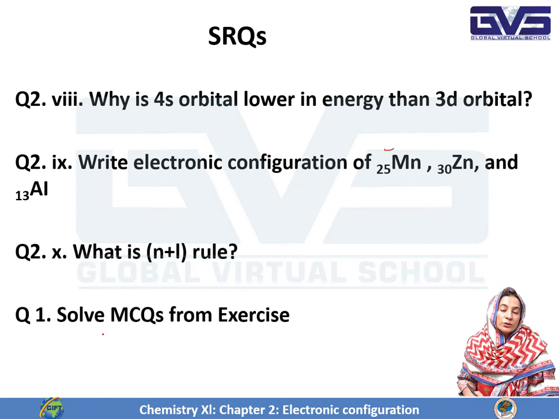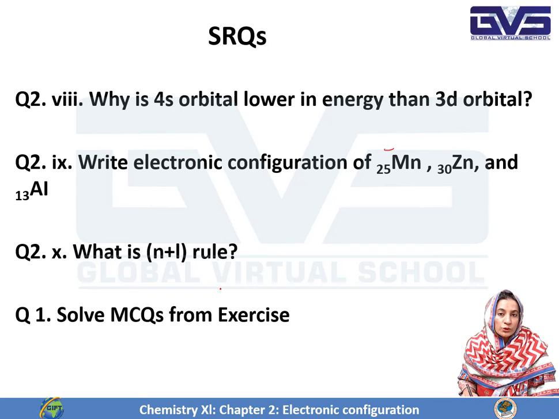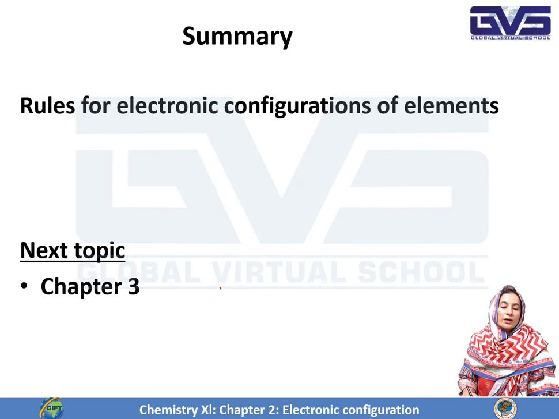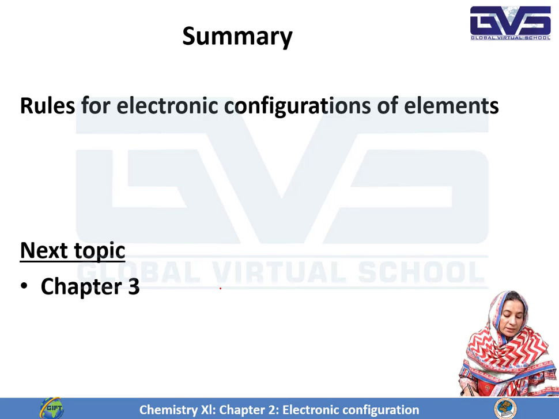Hopefully students, we have achieved all the objectives from this chapter, and after completing all the lectures you will be able to solve the multiple choice questions from the exercise. So you have to do all the multiple choice questions of the exercise of chapter number 2 by yourself. So this was all about the rules, how to fill the electrons, how to distribute the electrons in atoms, and that is called the electronic configuration of elements. And our next topic will be the start of a new chapter, chapter 3.